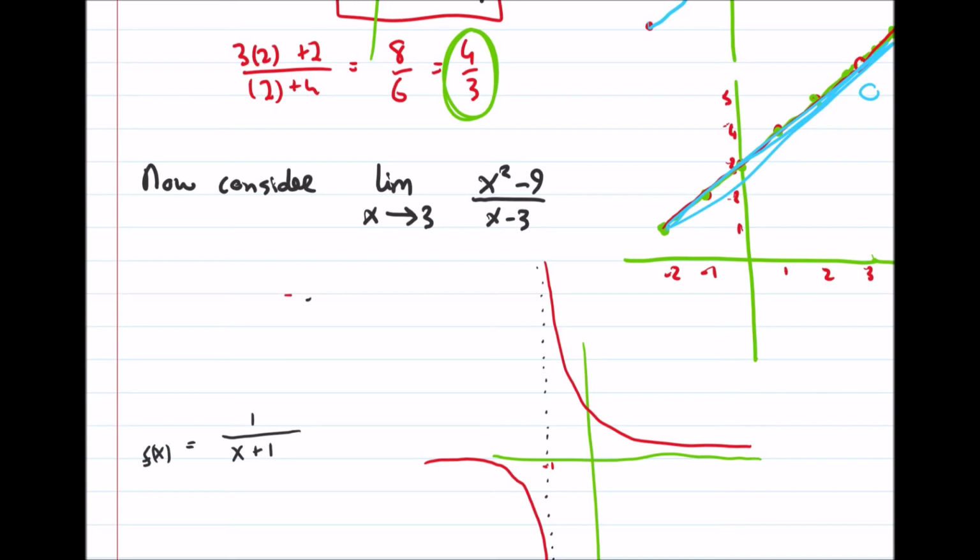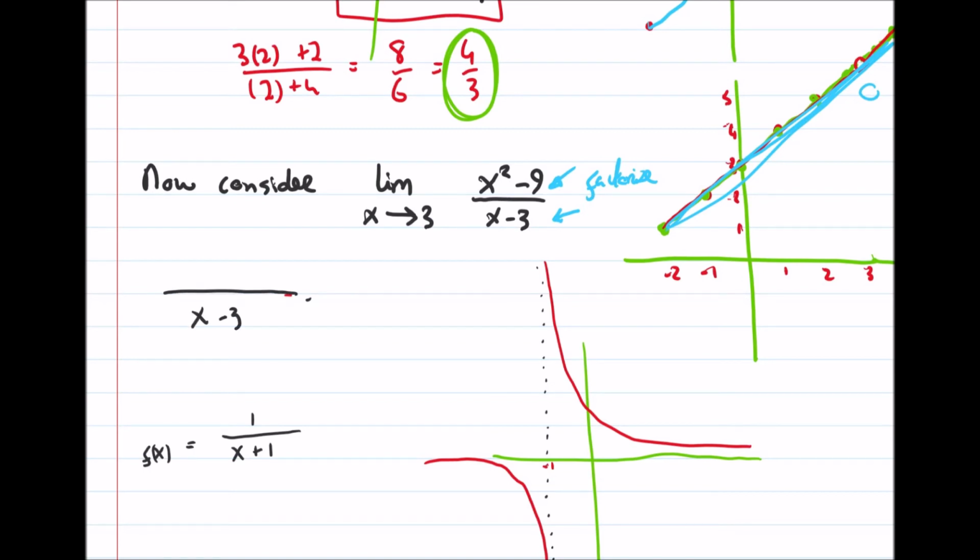If you get something like that, where when you put in the limit, you get a 0 on the bottom, we have to do something. We're going to have to factorize out the numerator and the denominator, see if there's anything on top and bottom that can cancel, and then try it again. Try to put in the 3. So let's try it.